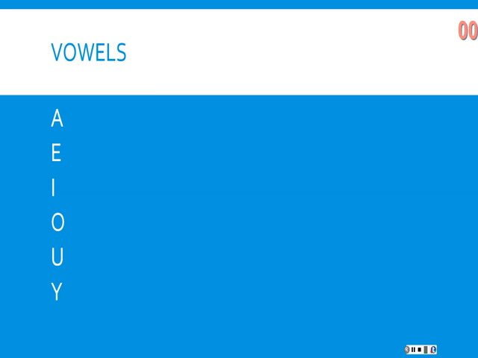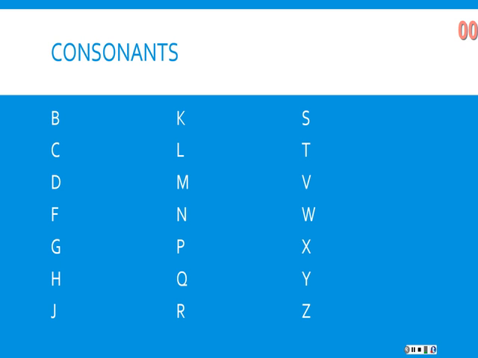English letters contain vowels and consonants. The vowels are A, E, I, O, U, and sometimes Y. The consonants are all of the other letters. Notice that Y is on this list too. Sometimes Y is a vowel and sometimes Y is a consonant.